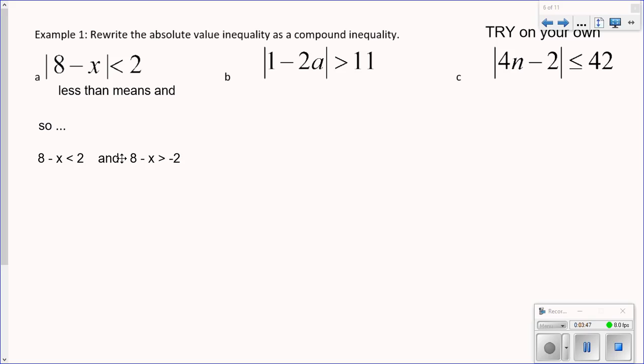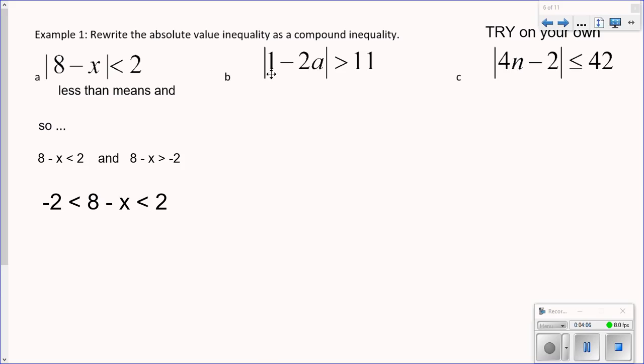You can write it with the and statement when you split it and just leave it like that, or you can smush them together. They have the 8 minus x in common. So you just put the smaller number in the front and the bigger number in the back. Either one was totally acceptable.